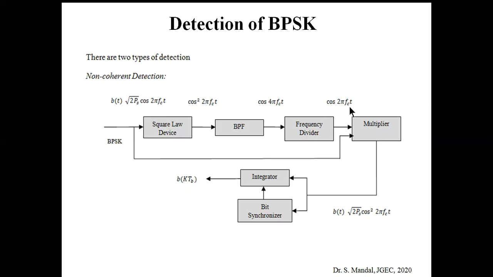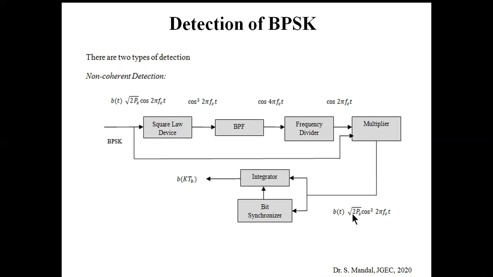So what we have now? After these three steps, square law device, band pass filter and frequency divider, we have the carrier signal, which is not known to us. Now if we multiply this cos 2 pi fct with the original BPSK, that is bt root 2 ps cos 2 pi fct, what we get?